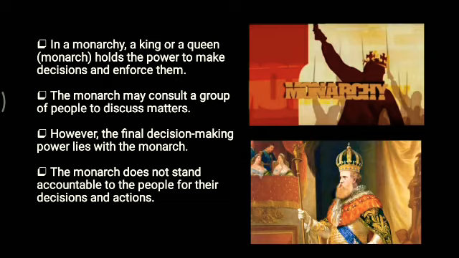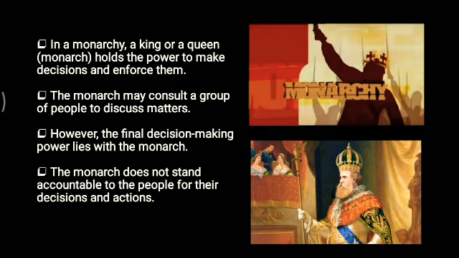Also, the monarch does not stand accountable to the people for their decisions and actions. They don't have to give any reason. They are not answerable to the people. Whatever decisions they take, the people need to follow that, whether it's good or bad, it doesn't matter. They just don't care about it. So these are all the things.